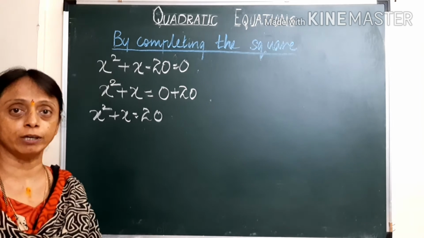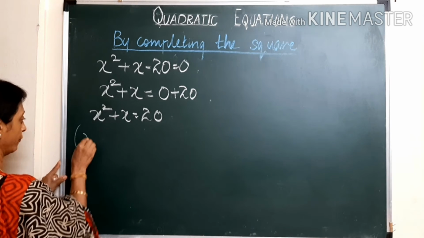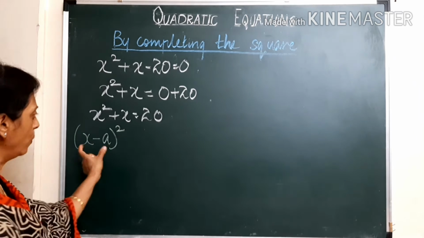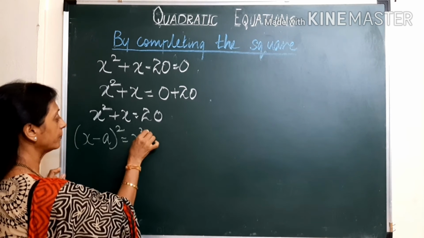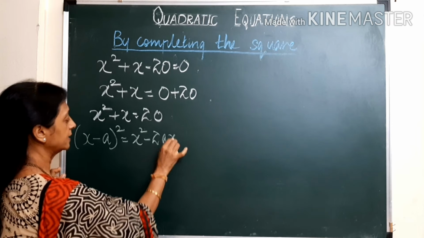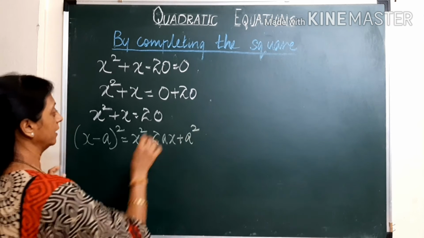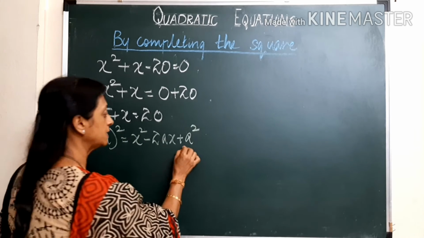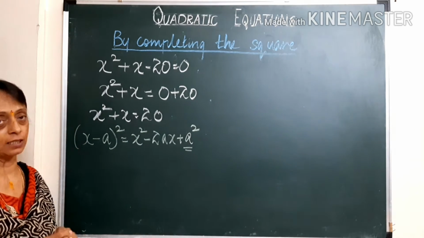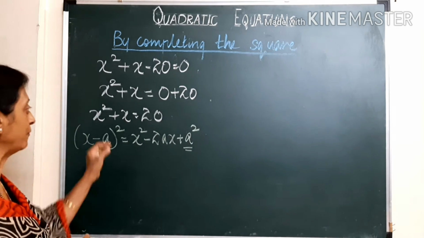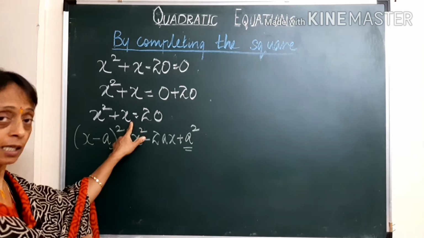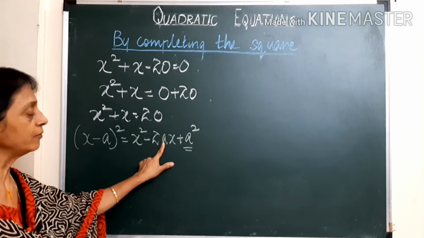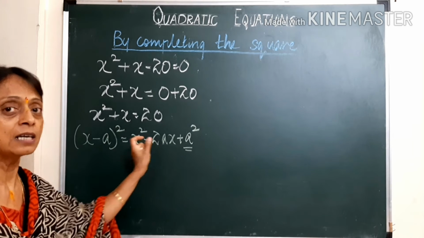If you recall, children, you know the formula of expansion of x minus a, the whole square. What is it, children? It is x square minus 2ax plus a square. Now if you compare this expansion with the left hand side, which term is missing over there? The square term. The last term is missing. So we have to get it. In order to get the last term, what do we do? We compare the coefficient of the middle term with the coefficient of the middle term in the expansion.